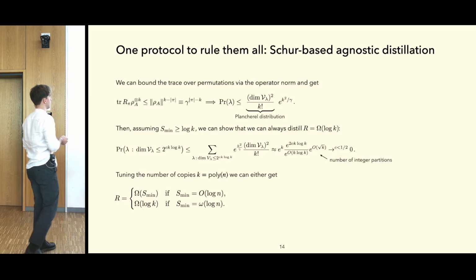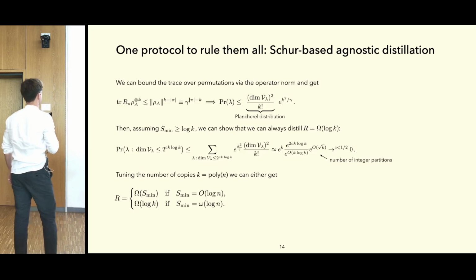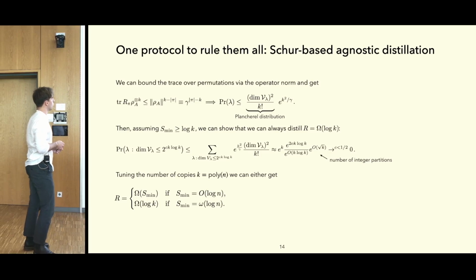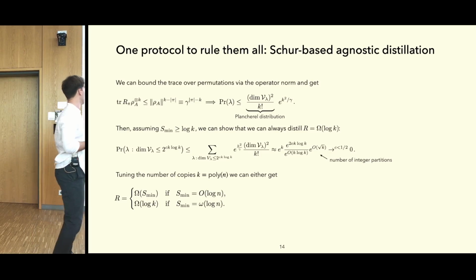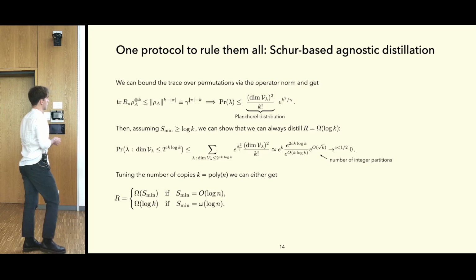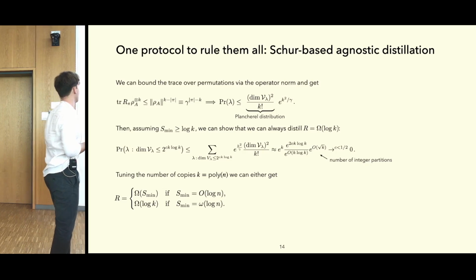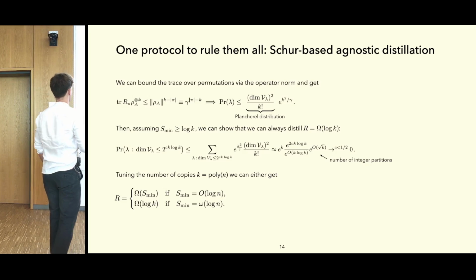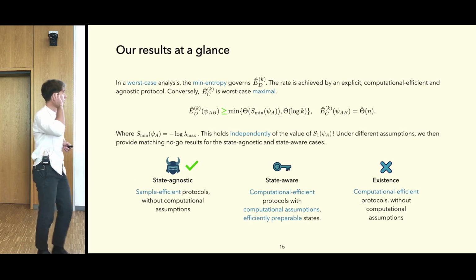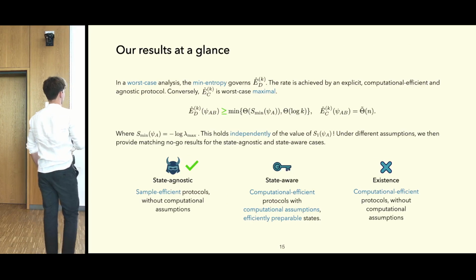And therefore, we can distinguish two different cases. Either the mean entropy is at most log n, which means that to satisfy the inequality S mean larger or equal than log K, we can push log K up to S mean, and we can distill the mean entropy. Instead, if the mean entropy is super log, we can push log K to be arbitrarily large, and we can then distill log K. So this proves that this bound is achievable by a computationally efficient and state agnostic protocol.